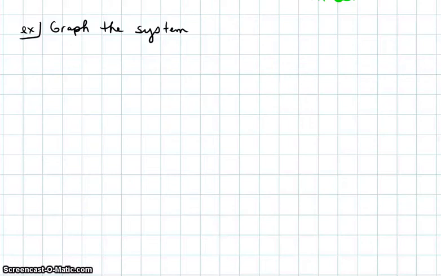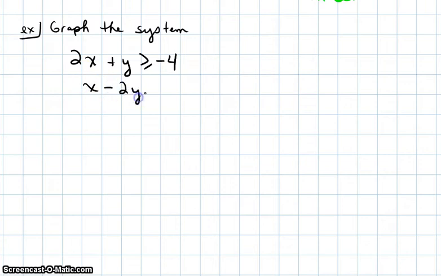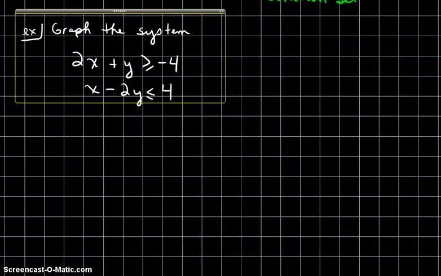All right, we're going to graph, let's do this one example. 2x plus y greater than or equal to -4 and x minus 2y less than or equal to 4. Here are my two equations. So before we just graphed one of them, now we have two to graph. But it doesn't really change what we're going to do.